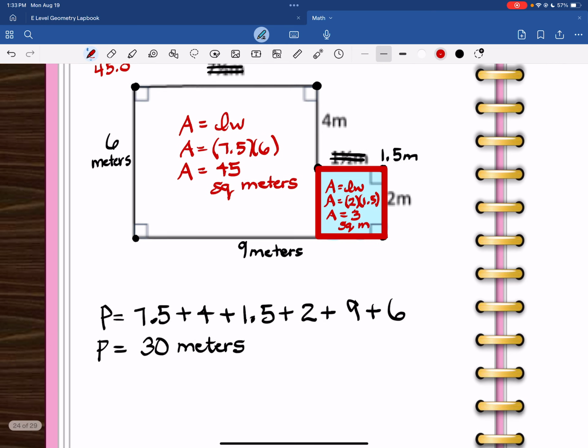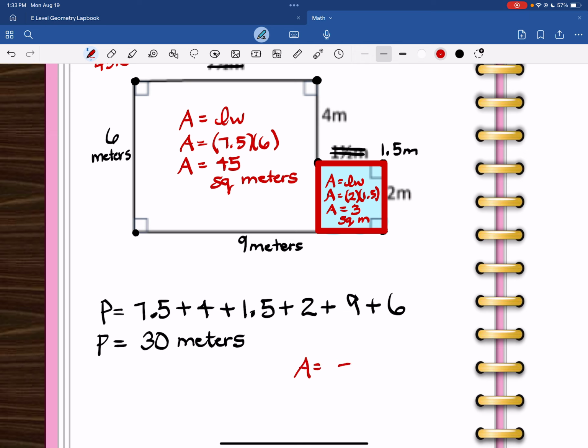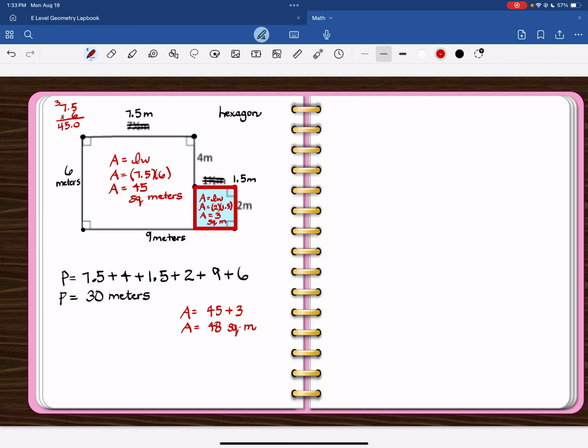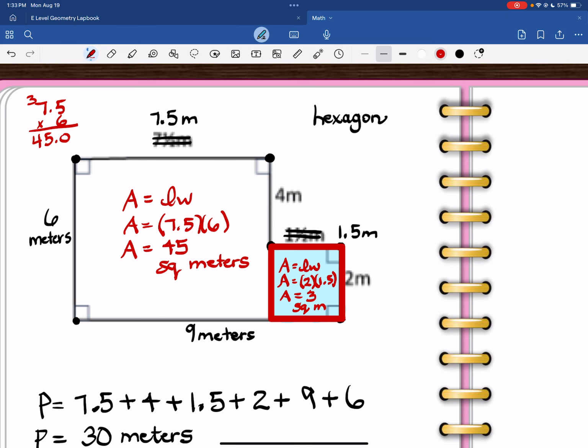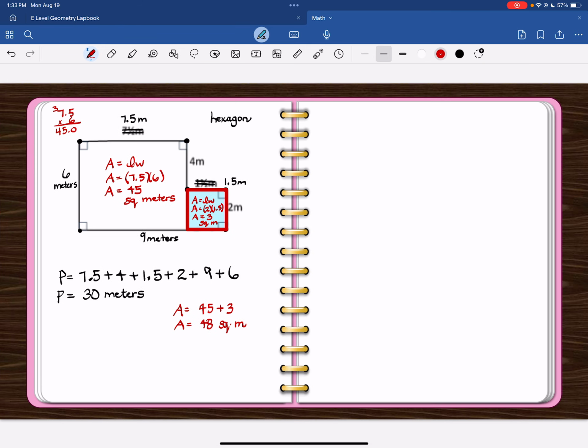And then remember, we have to add the two sections together to get the final area, composite area, which is 48 square meters. So we started off counting boxes, and look where we've ended up. Can you imagine if we had to draw all those little boxes in here? How complicated that would get. You would have to have 45 of them in the big box and 3 in the little box, and it would be a nightmare. So I'm thankful for formulas.